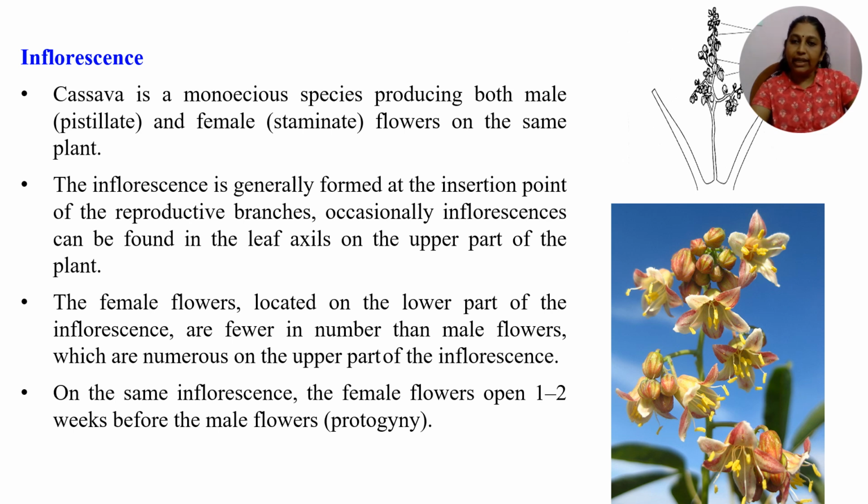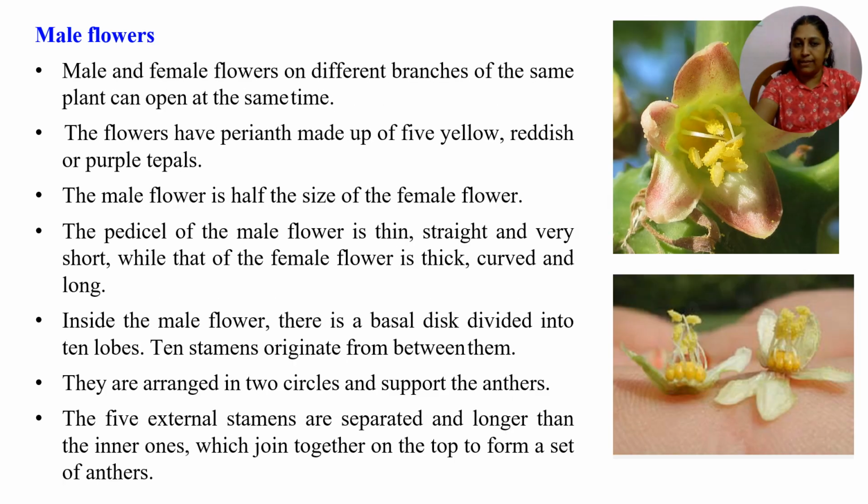And protogyny exists. The female flower matures earlier than the male flowers. The female flowers will open 1 to 2 weeks before the male flowers, and hence there is a temporal variation in the opening of the male and female flowers. Cross pollination happens. So both temporal variation and spatial variation occur, and because of this, cross pollination exists.